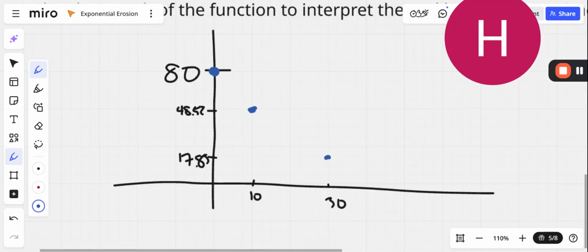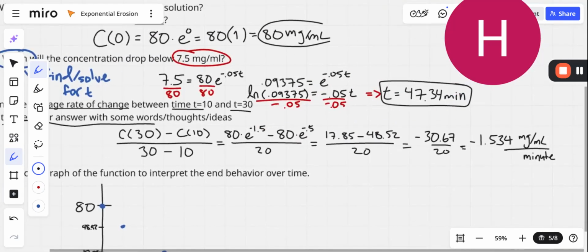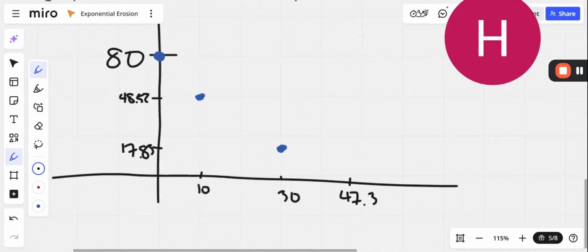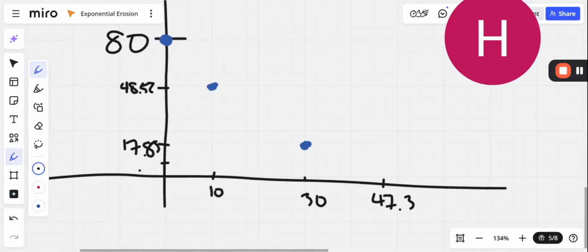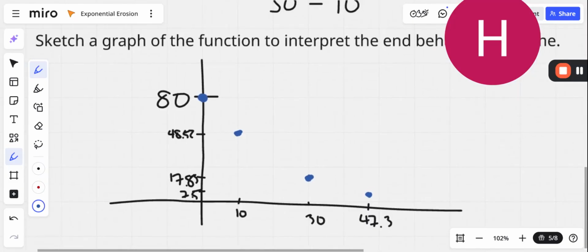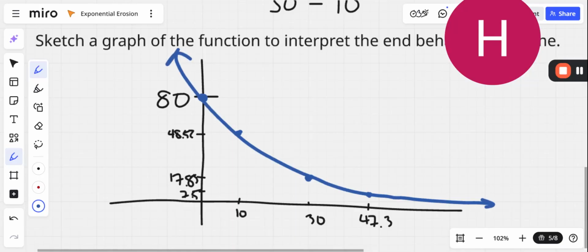And then we also found on an earlier part that it would take about 47.3 minutes for it to get below a concentration of 7.5 milligrams per milliliter. So we have a decent exponential decay. We have a decent little skeleton to use, you know what I mean, to help follow and more accurately draw this.